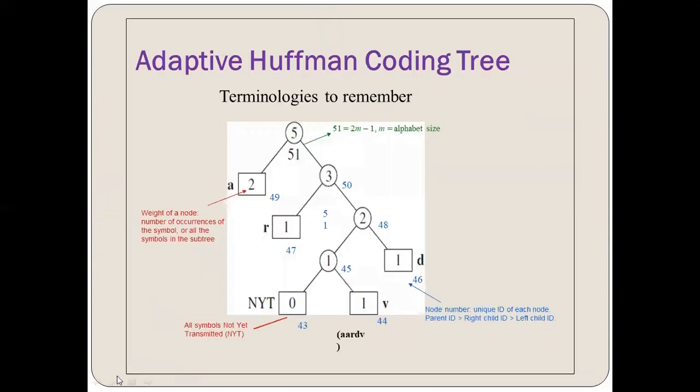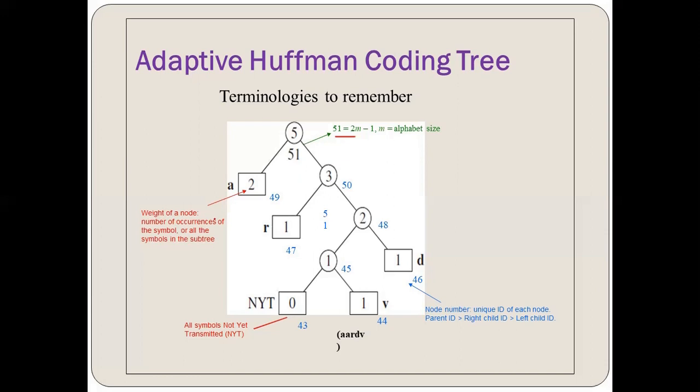Now we have to remember certain other terminologies also in this particular tree. What are those? Let's see. This is a kind of tree. 51 is what we have already seen. This is the root node because the tree is of 51 size. So 51 is the root node, and we have already seen how we have calculated this root node, right? Next, we are going to update it. We will see the updation procedure in the next session, how we are going to update this adaptive Huffman coding tree.